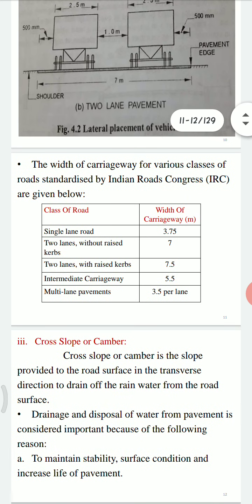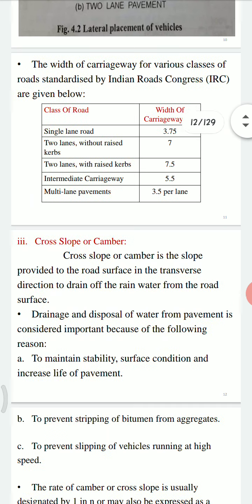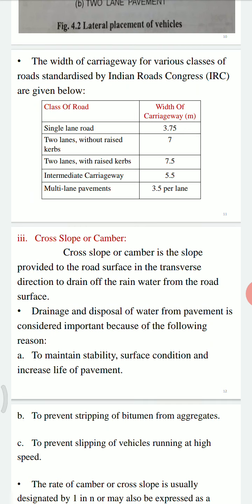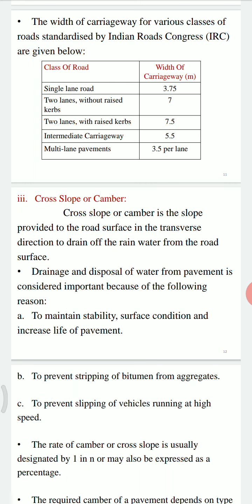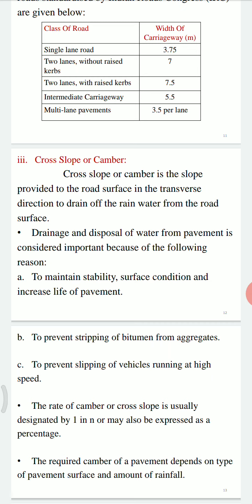Okay. Next, cross slope or camber. Cross slope or camber is provided for the road surface in the transverse direction. Generally it is defined as the slope provided in the transverse direction. The purpose of this camber is drainage, and disposal of the water from the pavement is considered important for the following reasons.